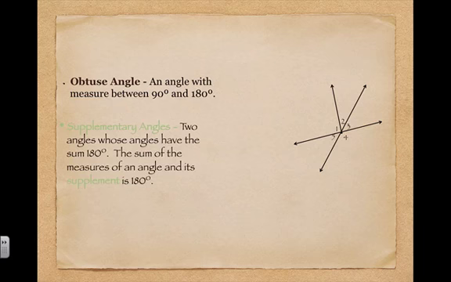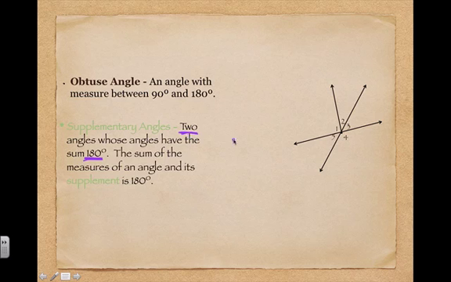Now we're going to go into supplementary angles. Supplementary angles are very similar to complementary angles. It's just that they are two angles whose measure adds up to 180 degrees instead of 90. And take note, complementary and supplementary angles can only be two angles. So those two angles, not three, have to add up to whatever measure it is.